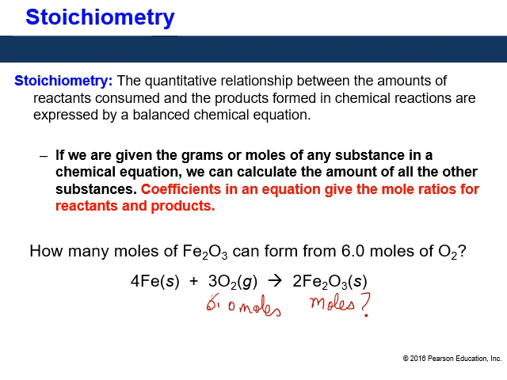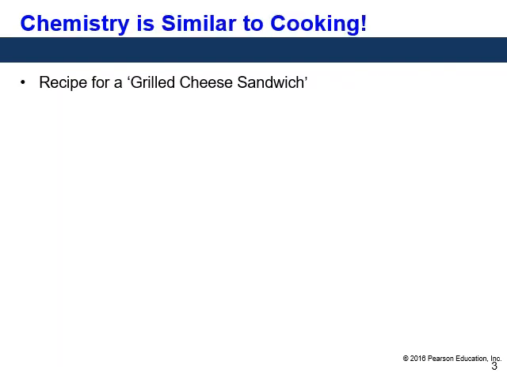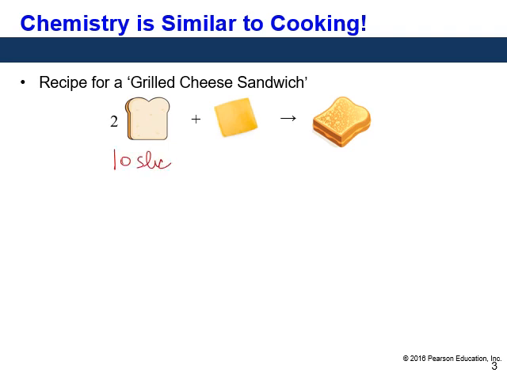To understand this, let's take an example of something from our kitchen. A recipe for a grilled cheese sandwich essentially says that for every sandwich that we want to make, we need 2 slices of bread and a slice of cheese. So if I tell you you have 10 slices of bread, you'll say you'll get around 5 sandwiches from it.